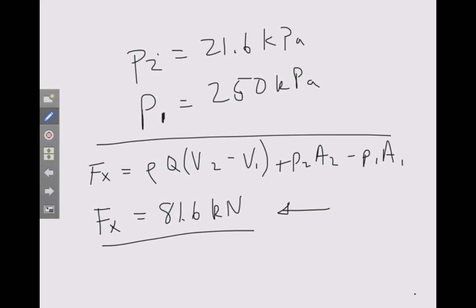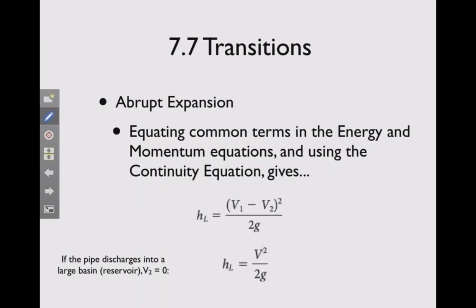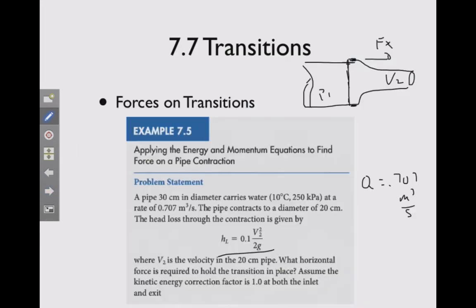So that's a way of dealing with these, basically combining the energy, momentum, and continuity equations to look at a complex problem where we actually have head loss. Remember, the key here is that the statement of the problem has head loss. This was different when we were dealing with the problems before in chapter 6 where we weren't able to do this. So that's it for chapter 7 on transitions, and we're now able to combine all three of these equations to solve more difficult problems. Okay, thanks.